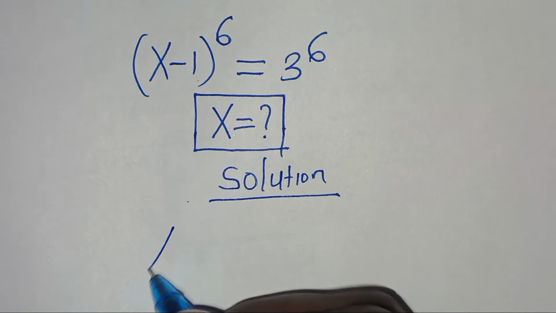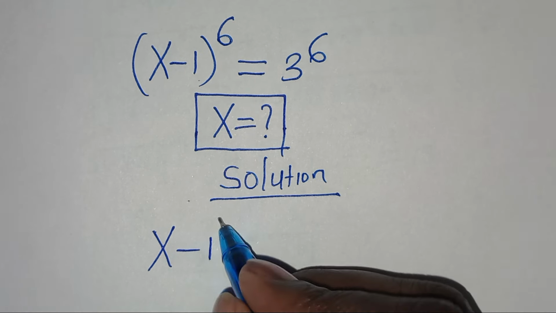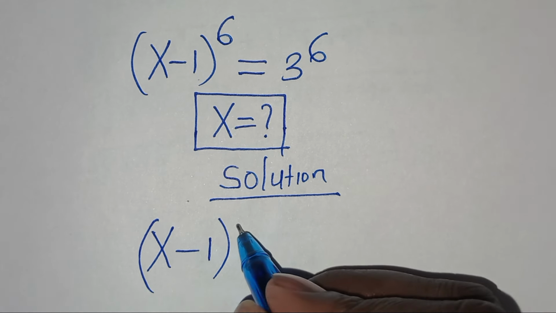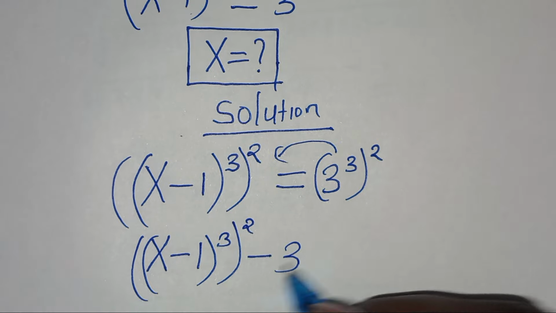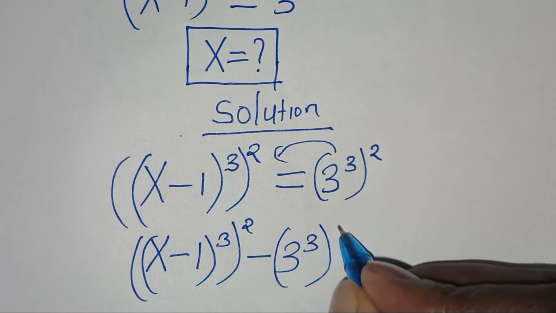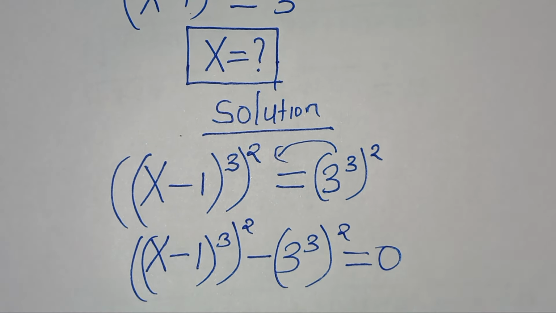So this is (x-1)^6, which we can express as ((x-1)^3)^2. Now this is equal to 3^6, which is (3^3)^2. So let's take this to the left hand side, and this means we have ((x-1)^3)^2 - (3^3)^2 = 0.